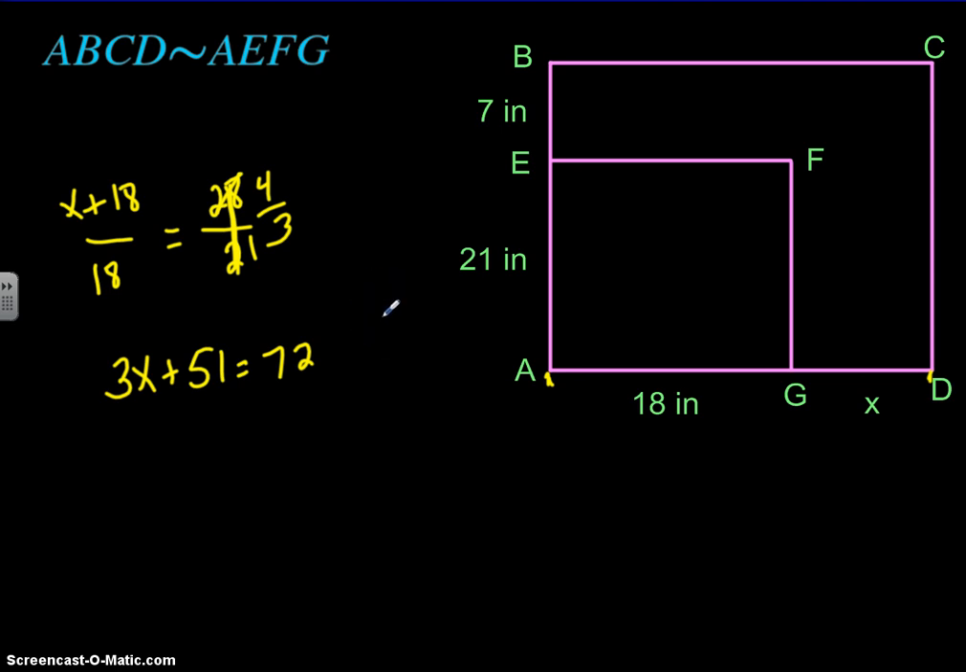Let's see. So I've got, you multiply 3 times x, which is 3x, 3 times 18, which is not 51, it's 54. Okay. And then I'm going to cross multiply the other way, 4 times 18, which is 72. Okay, now I'm going to subtract from both sides, 54 minus 54. 3x equals, well, this should be 18, right? Divide by 3, divide by 3, x equals 6.